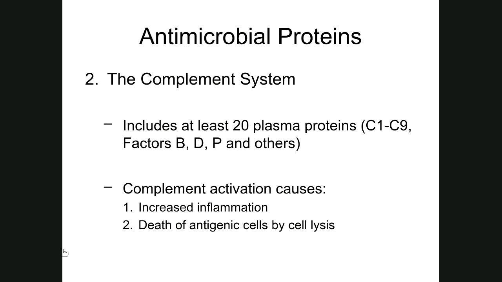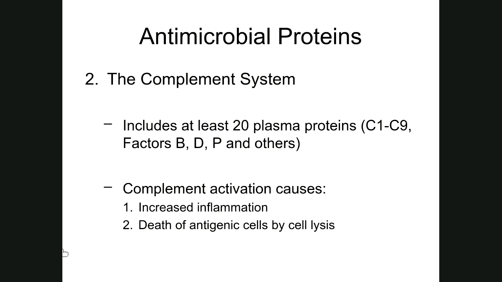So another antimicrobial protein that I want to talk about that's a part of this innate system is what's known as the complement system. And the complement system is referred to as a system because it involves a whole bunch of proteins in the body. It's not just one, like we saw previously with interferon. So the complement system includes at least 20 proteins that we know of. These proteins are found in the plasma, so they're floating around in the blood.